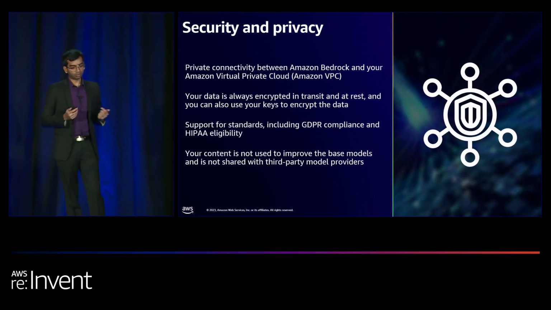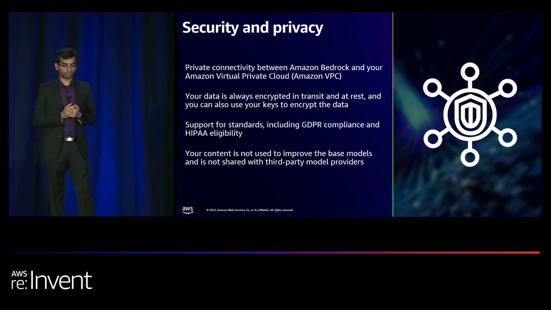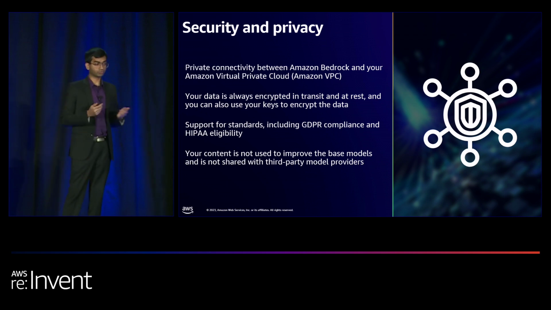Now, let's talk about one of the most common questions that most customers have regarding generative AI, right? Security and privacy. Bedrock uses a bunch of techniques to address these concerns. So first and foremost, you can use AWS PrivateLink with Amazon Bedrock to establish a private connectivity between the foundation model and your on-premises network without exposing your traffic to the internet. Second, your data is always encrypted in transit and at rest, and you can also use your own keys to encrypt the data.